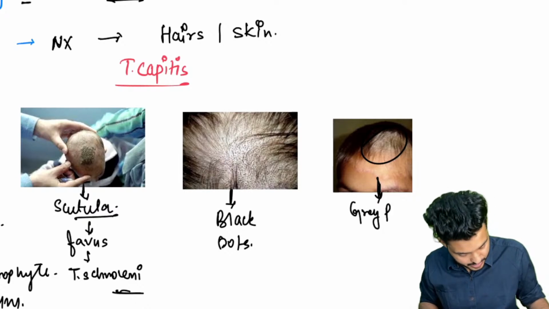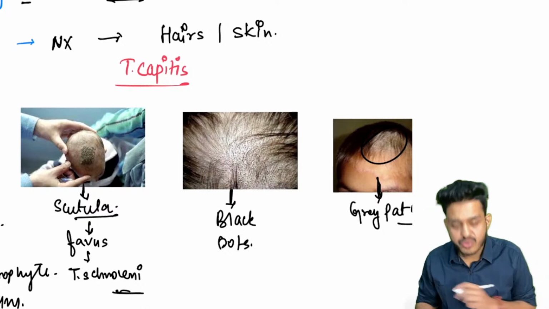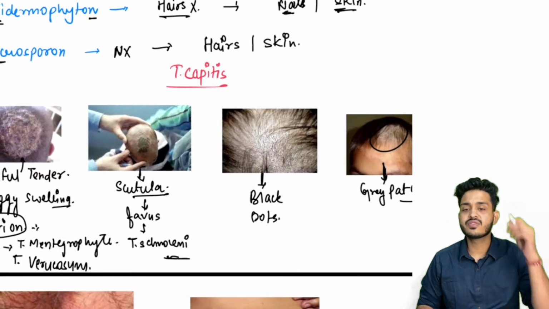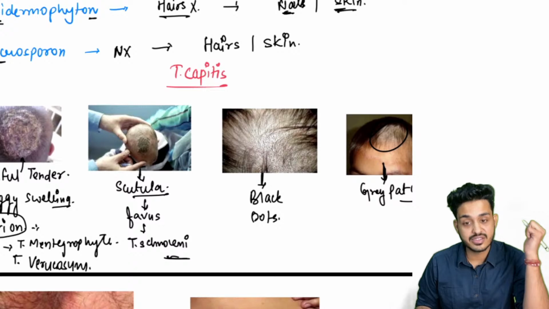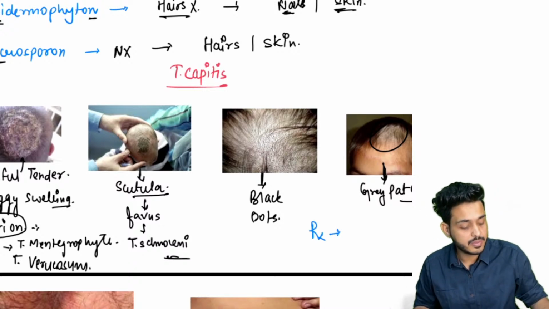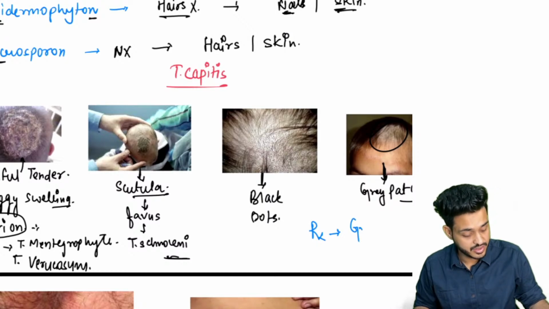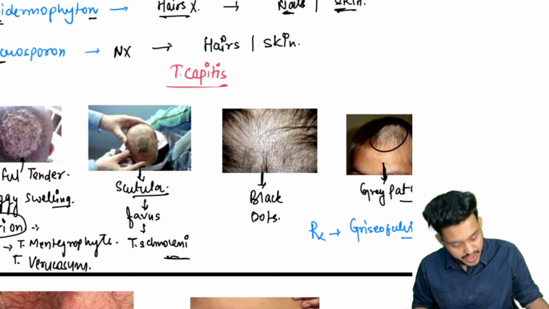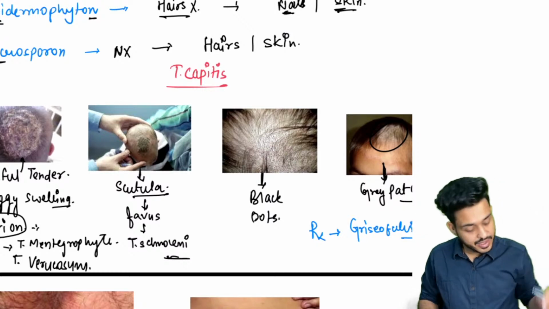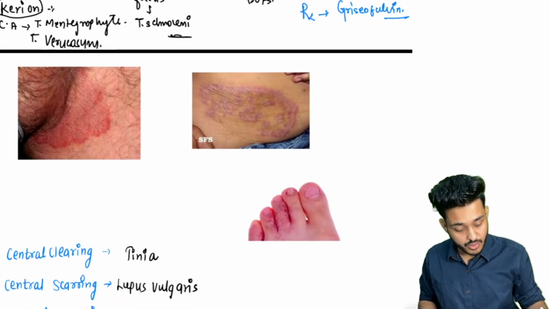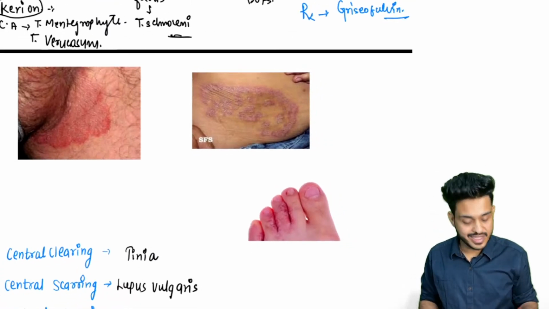How are you going to treat tinea capitis infections? For tinea capitis, for treatment purpose, you can use a drug that is griseofulvin, 10 to 20 mg per kg body weight. That is your griseofulvin. Okay, now let's talk about some more tinea.